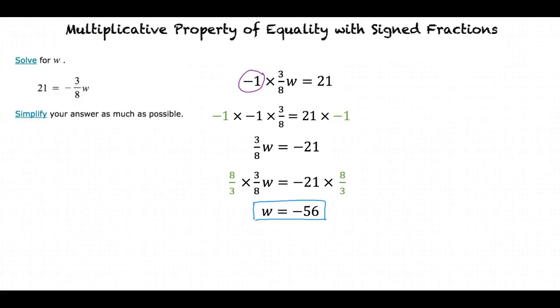And with that, we have successfully solved for w. Okay, I think I understand it now. So, in order to solve an equation using the multiplicative property of signed fractions, we take the inverse of the fraction that's on the variable, multiply both sides by the inverse we found, and then solve for the variable we were looking for? That's right. It sounds like you really understand the topic.